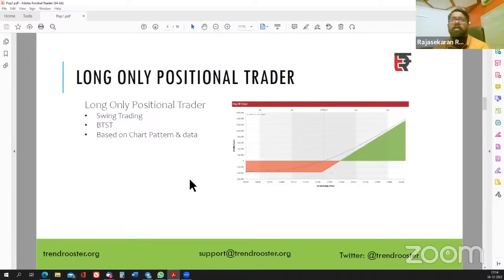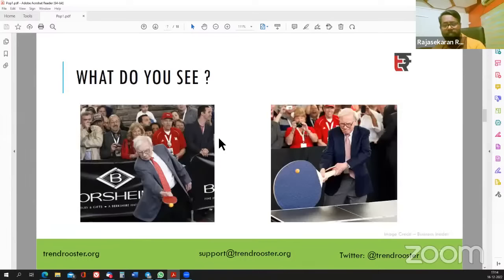So what are the types of long-only options traders available? Swing trading, BTST, based on chart pattern data that you collect, and then you come up with whether it is long-only or you create some kind of spreads that you can trade. So this is exactly what long-only positional traders are. Let's leave it there.